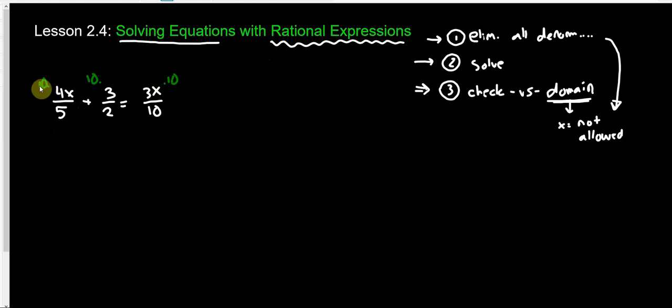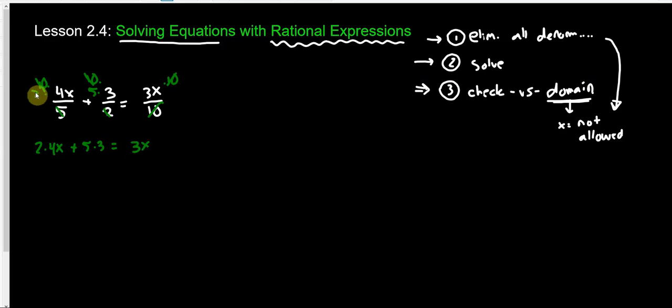So let's look at this first one. If I multiply by 10 here, 10 divided by 5 reduces to 2, and 10 divided by 2 reduces down to 5, and 10 divided by 10 divides to 1, or is gone. So what am I left with? I'm left with 2 times 4x plus 5 times 3 equals 3x. The 10s are gone there.